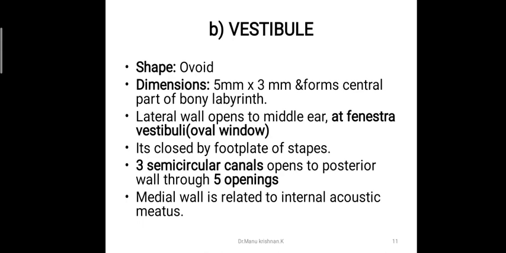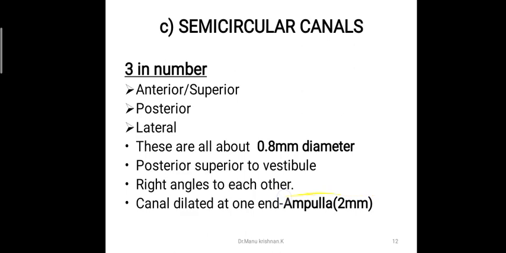And the three semicircular canals open into the posterior wall of the vestibule through 5 openings. So, I have told you about the semicircular canals. There were 3 in number, but they just have 5 openings. That is quite unusual, right? Why are there 3 canals but only 5 openings? That we will see later. So, keep listening. The medial wall is related to the internal acoustic meatus.